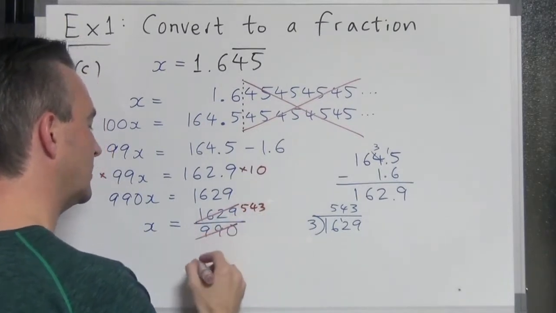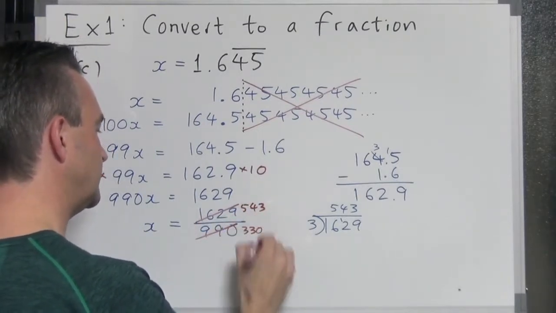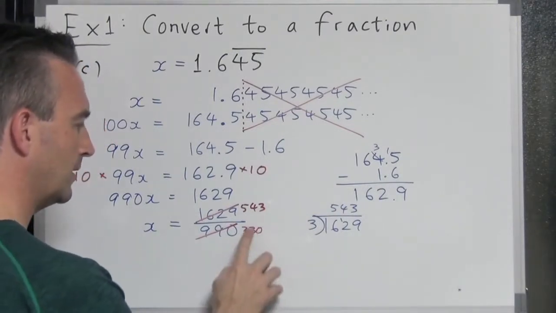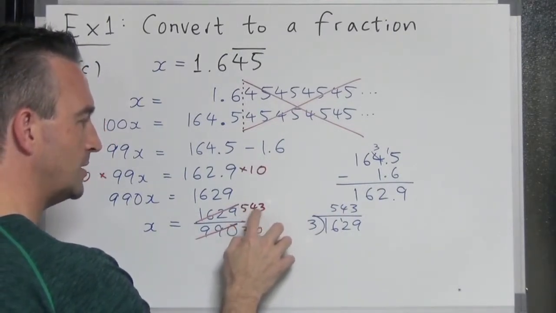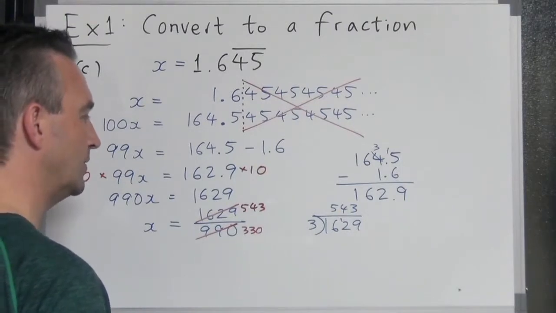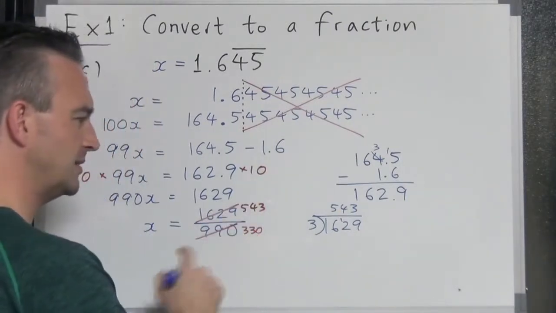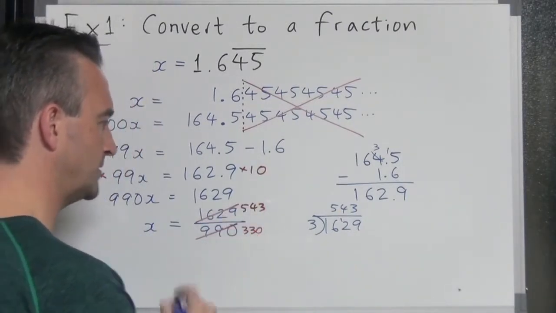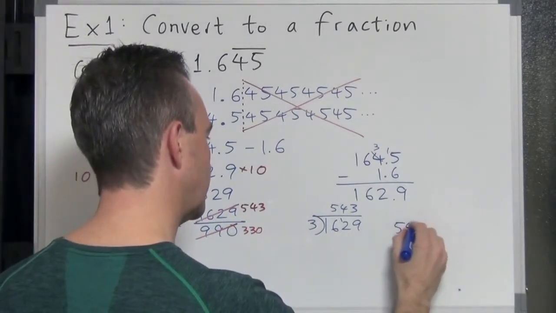Upon dividing by 3, and dividing by 3 on the bottom gives us 330. Can that go further? 5 plus 4 is 9 plus 3 is 12. Yes, this can go further. The top can be divided by 3, and I can see the bottom can also be divided by 3 upon inspection. Let's divide the top by 3.